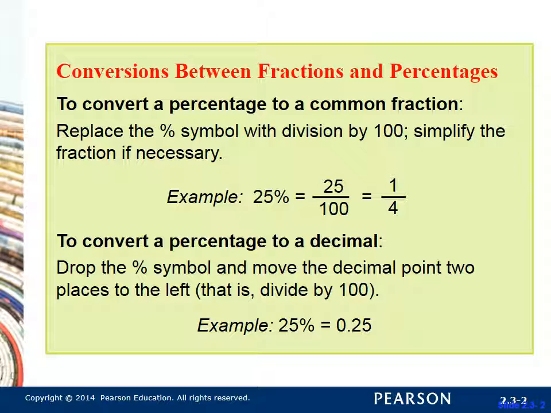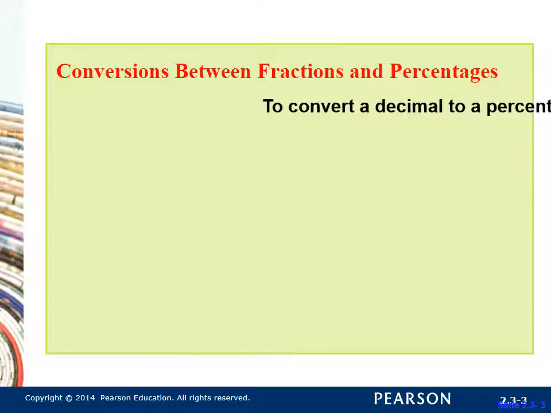So 25%, the decimal place is understood to be behind the 5, even though it's missing. So I'm going to drop the percent sign and move it 2 places to the left. You don't have to put the 0 in front, but a lot of people do to indicate there's no whole numbers, and you've got 0.25.